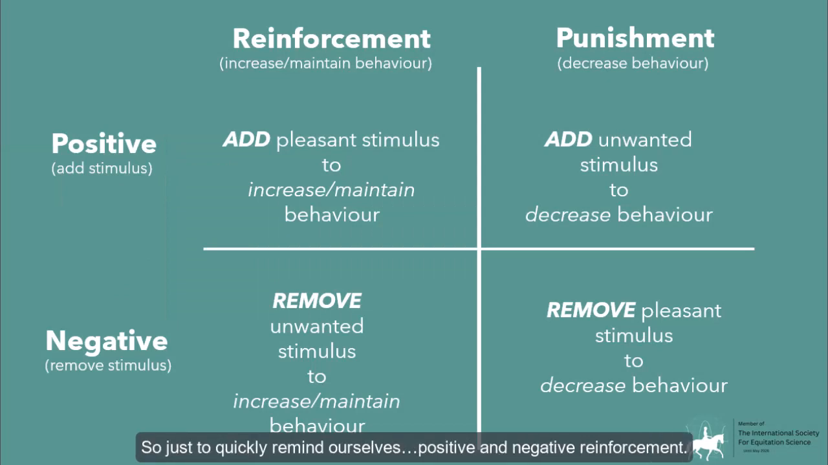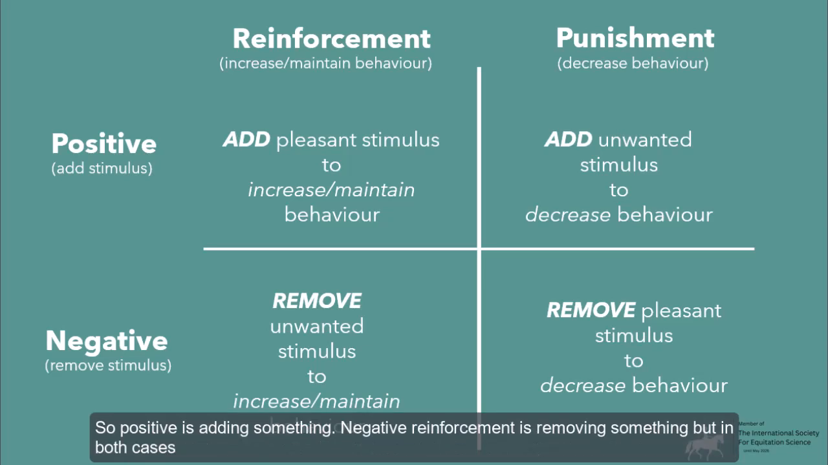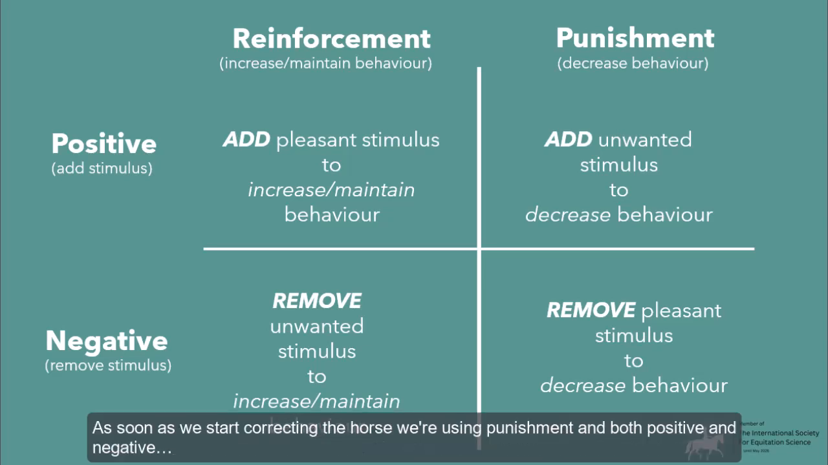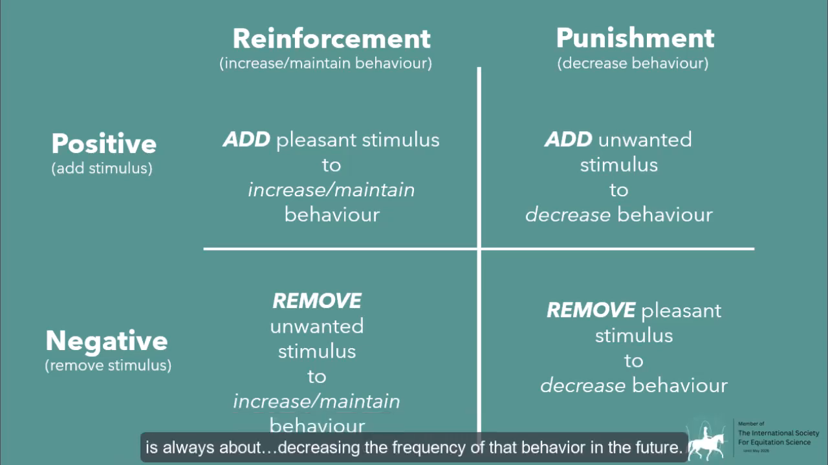So just to quickly remind ourselves, the positive and negative reinforcement. So positive is adding something, negative reinforcement is removing something. But in both cases, using reinforcement, we're trying to increase or maintain a behavior. As soon as we start correcting the horse, we're using punishment, and both positive and negative is always about decreasing the frequency of that behavior in the future.